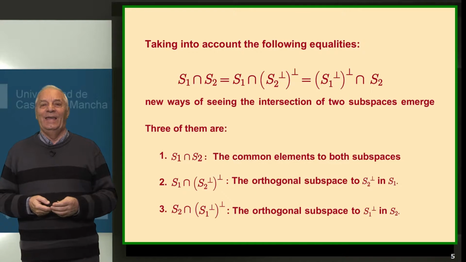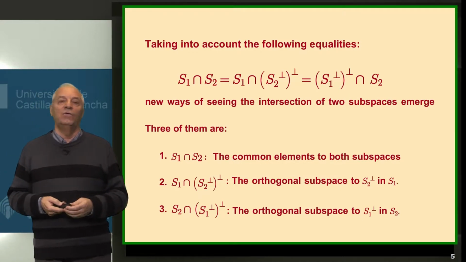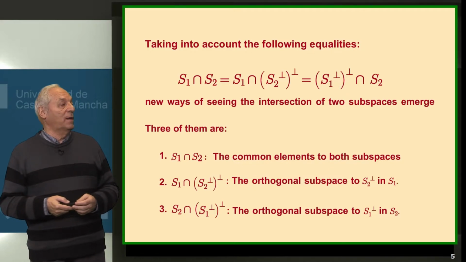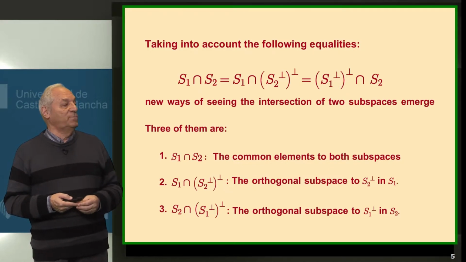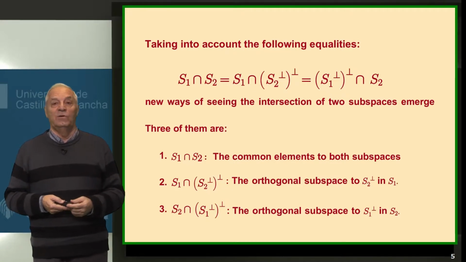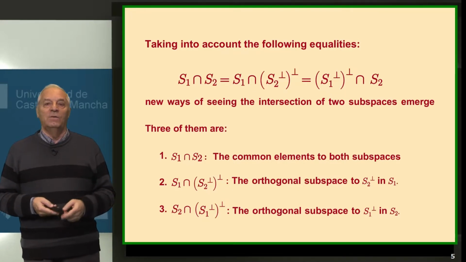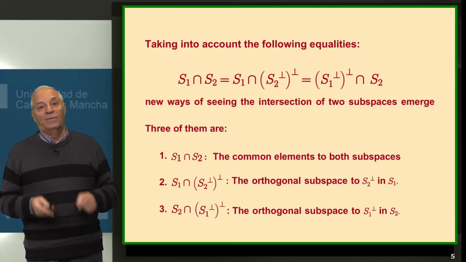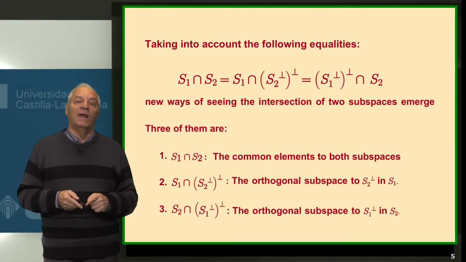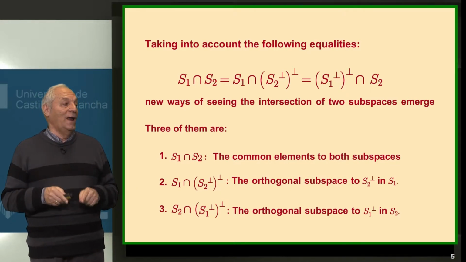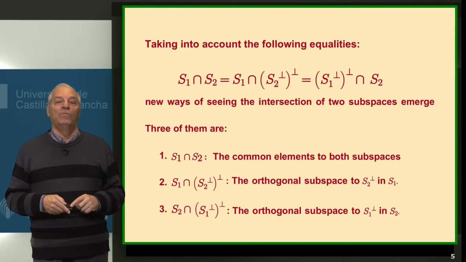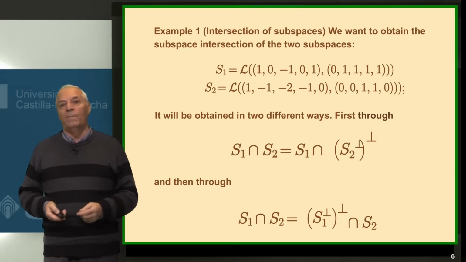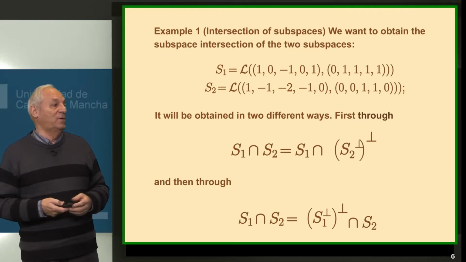They are giving us a new and original way of calculating the intersection, and the idea is very simple. For example, in version 2, the subspace orthogonal to the orthogonal of S2 and S1, we are saying that first we have to calculate the orthogonal subspace to S2 and, once we have calculated that subspace, we will have to calculate the orthogonal of that new subspace, but in S1. So, let's give an example, to clarify the required steps.